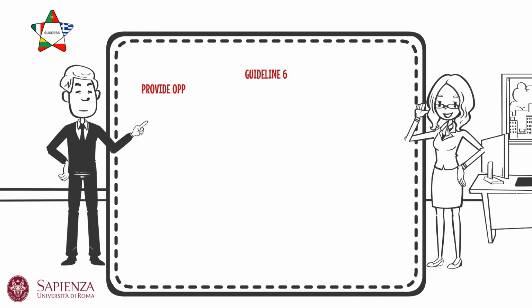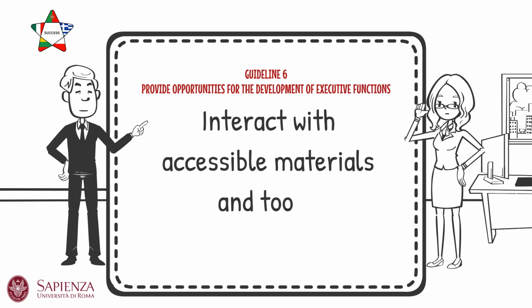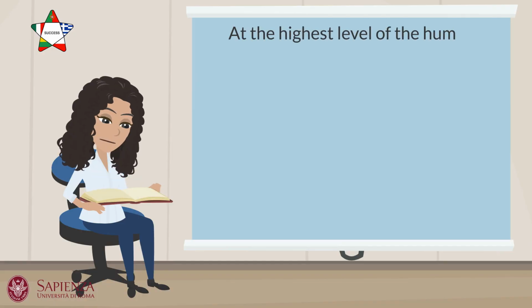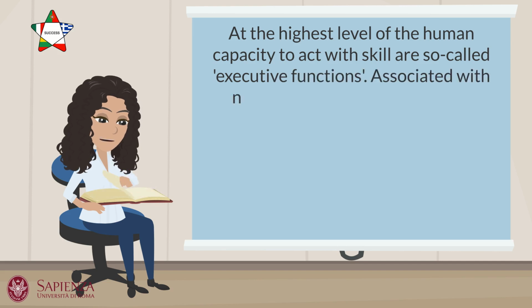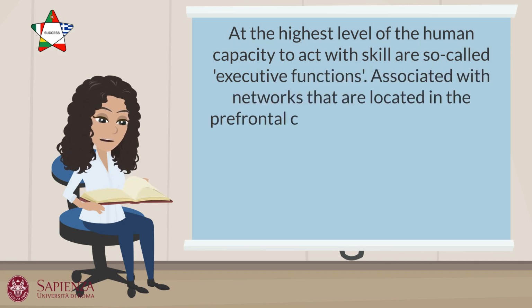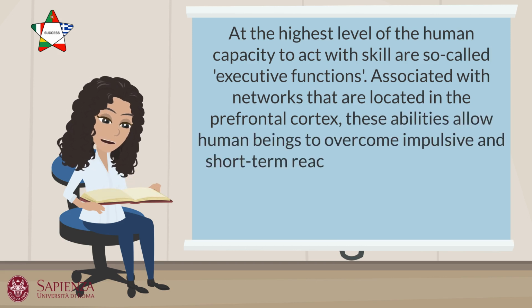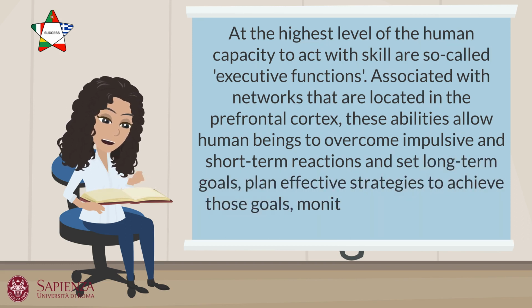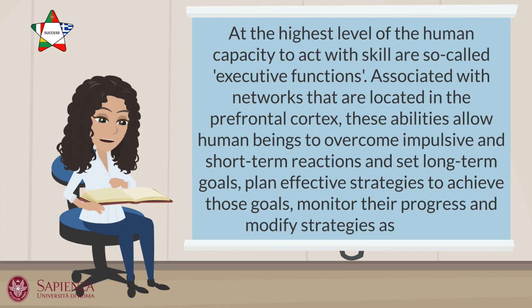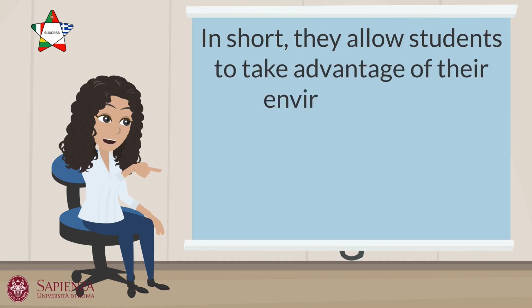Guideline 6. Provide opportunities for the development of executive functions. Interact with accessible materials and tools. At the highest level of the human capacity to act with skill are so-called executive functions. Associated with networks that are located in the prefrontal cortex, these abilities allow human beings to overcome impulsive and short-term reactions and set long-term goals, plan effective strategies to achieve those goals, monitor their progress and modify strategies as needed. In short, they allow students to take advantage of their environment.